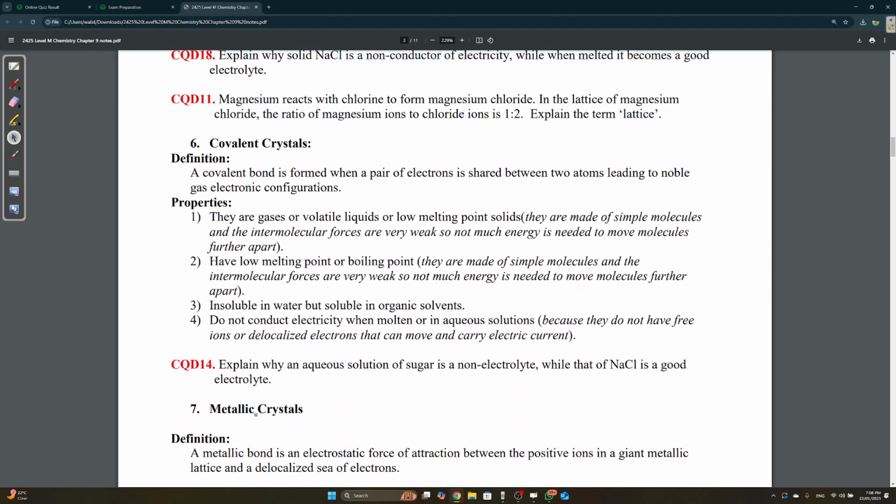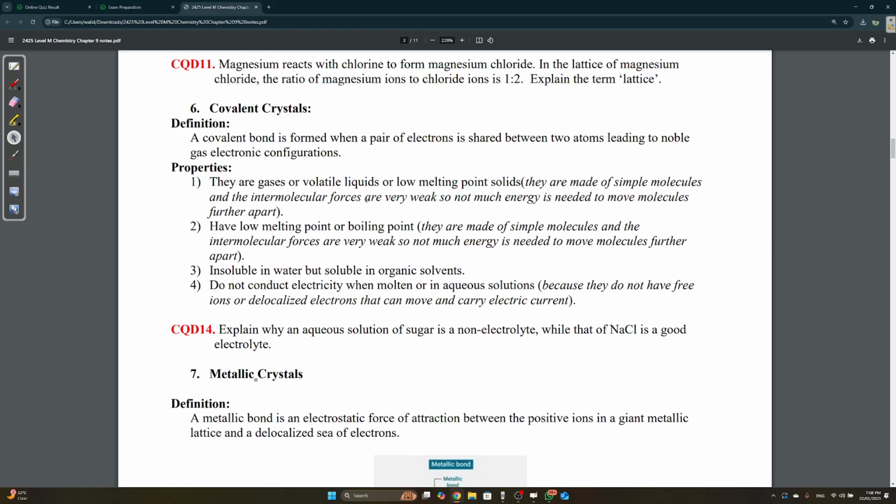Okay, covalent crystals. A covalent bond is formed when a pair of electrons is shared, right? They are gases or volatile liquids or low melting point solids. Why? Because they're made of simple molecules and intermolecular forces are very weak.